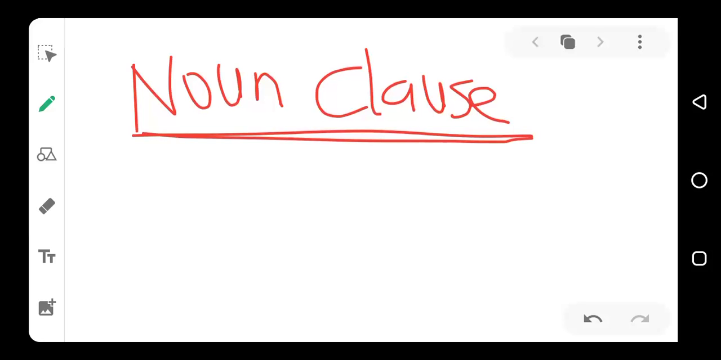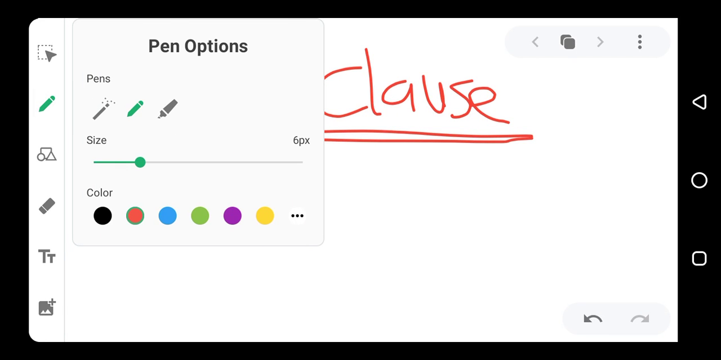You are welcome to this class. This is a continuation of our discussion on clause. So in this class, we are going to look at noun clause.